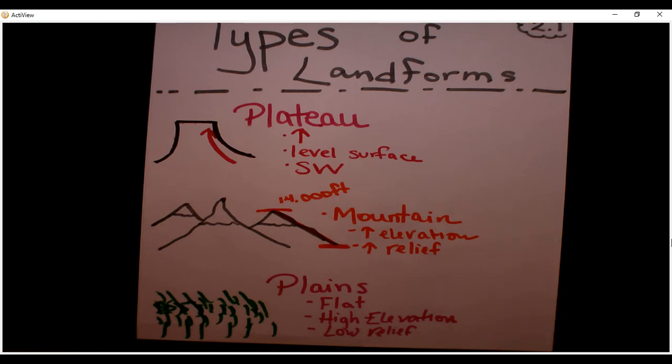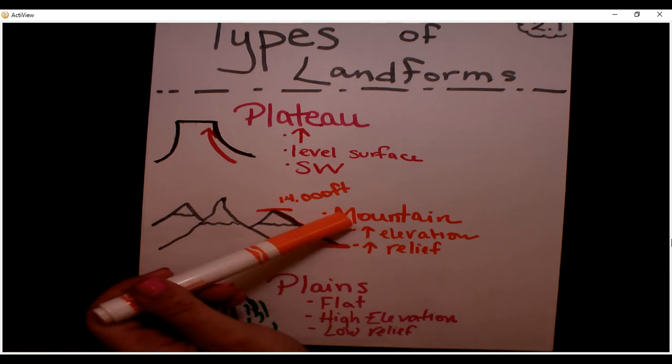So keywords here: elevation, how high above sea level. Relief is the difference between the highest and the lowest parts of that area. And then our three types of landforms are plains, mountains, and plateaus.